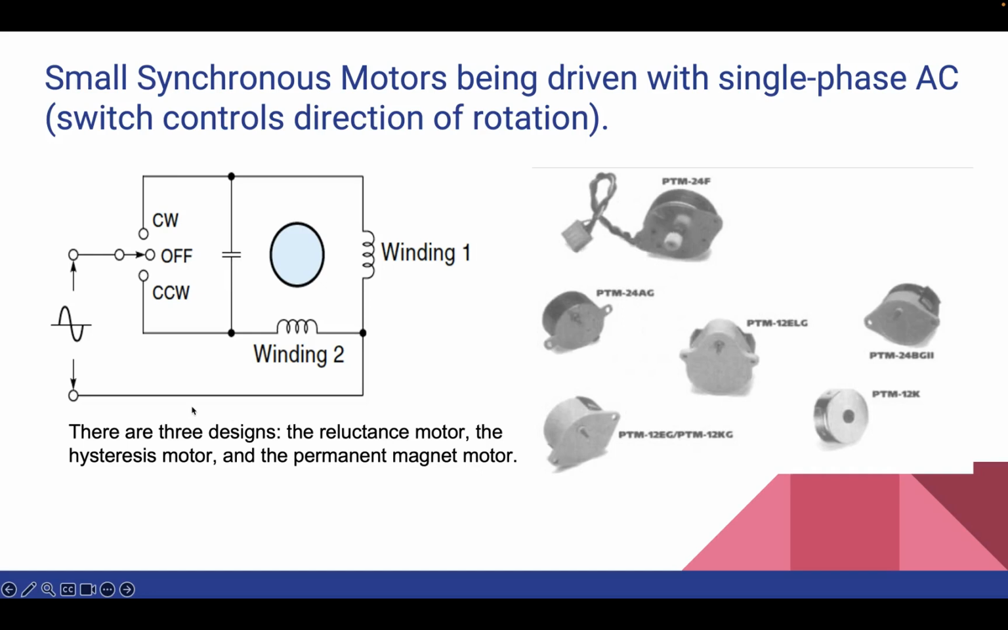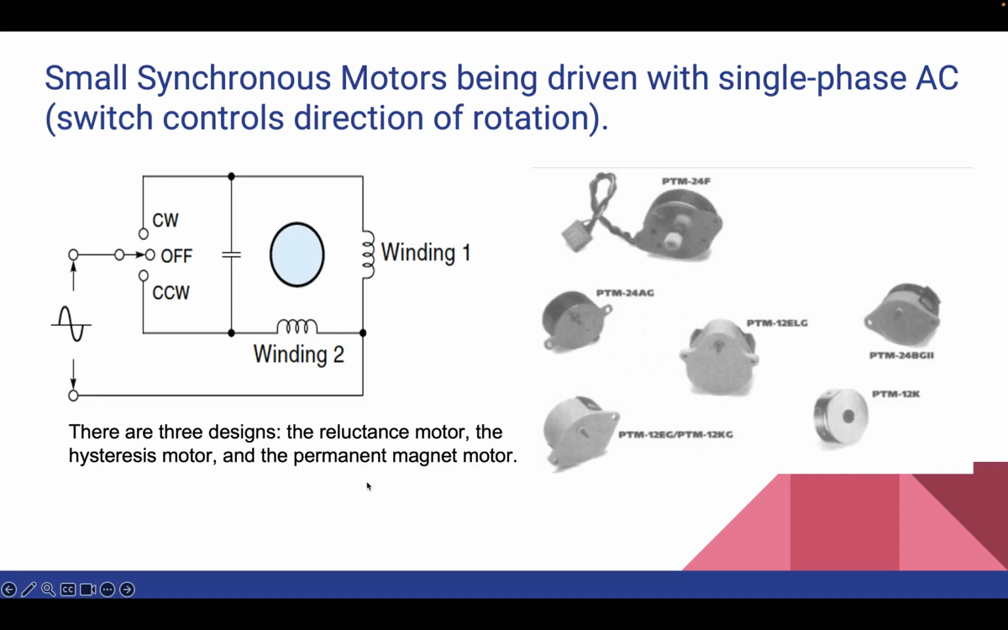Unlike the large synchronous motor, small synchronous motors do not use electromagnets in their rotors, which eliminates the need for slip rings, and instead the rotor is magnetized through alternative means. There are three common designs that are used. The first one is the reluctance motor, the second one is the hysteresis motor, and the third one is the permanent magnet motor.